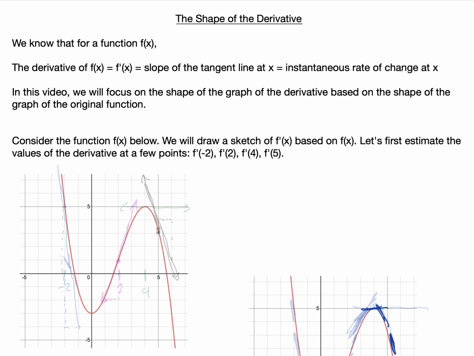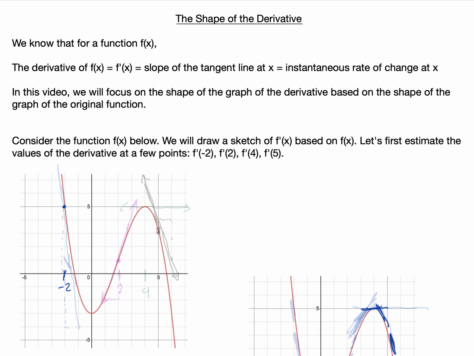So let's look at the graph of f of x below. We're going to draw a sketch of f prime of x based on f of x. But let's first estimate the values of the derivative at a few points. So we'll find f prime of negative 2, f prime of positive 2, f prime of 4, and f prime of 5.